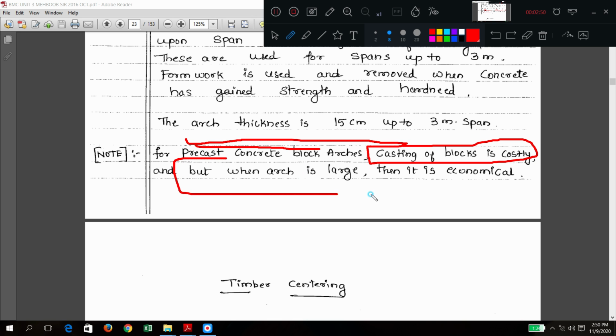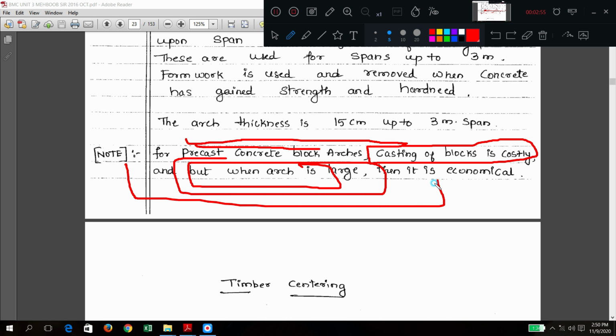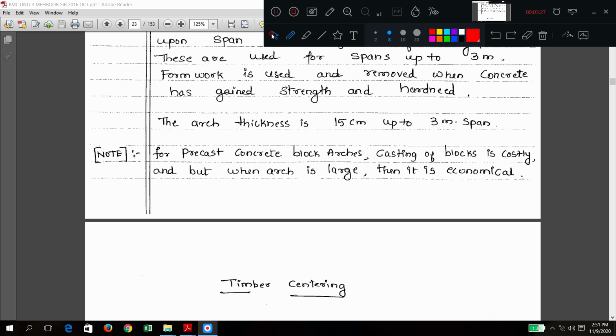But when the arch itself is very large, this precasting will be economical. Just to understand, for big arches, the precast units will be easy and economical. For smaller arch, the monolithic construction will be cheaper. Can say, for small arch, monolithic construction is cheaper. For big arch, precast block construction is cheaper. Like that you can say. Economical means less costly. That's all.